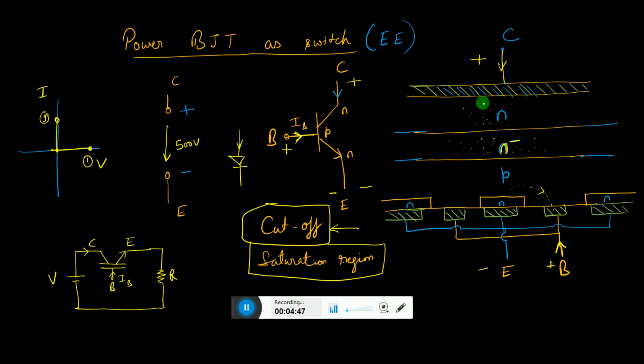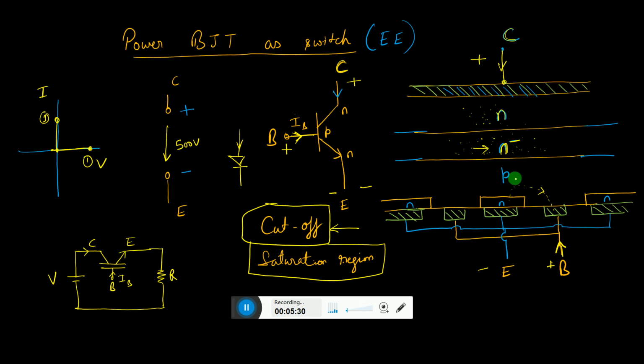Now we can see the configuration of this power BJT in the circuit on the right hand side. The upper terminal is the collector, with the metal contact on the surface. The collector terminal is connected here with the plus. After the collector terminal, there is the N layer followed by the N minus layer. The N minus layer is the extra layer that is added in the power BJT, which is not there in your general BJTs used for electronic devices.